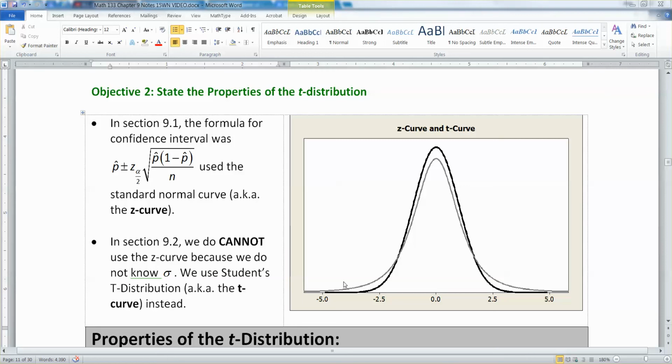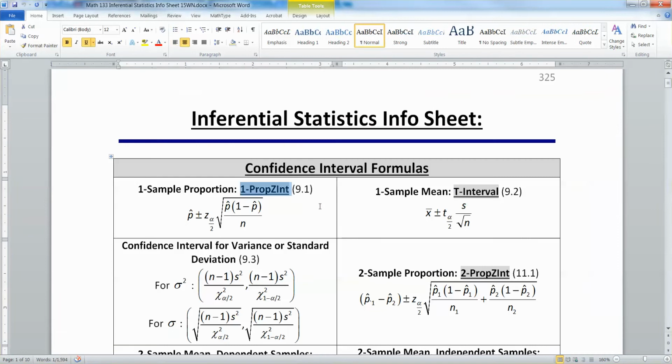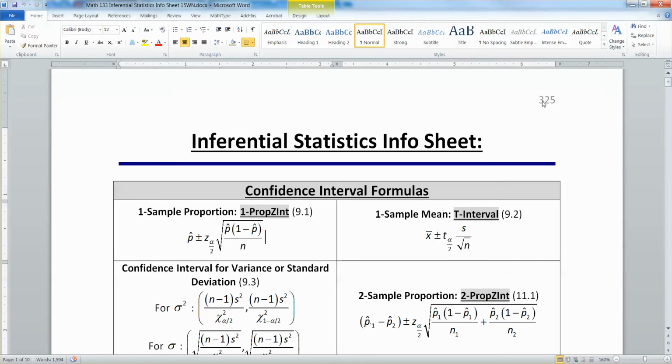Now in section 9.1, when we had our formula for the one proportion confidence interval, you can see it right here. It used z alpha over 2. That was all well and good, and the reason it could use that is because the square root in the back, the square root of p hat times 1 minus p hat, is more or less assumed to be very similar to sigma, the standard error for the sample proportion.